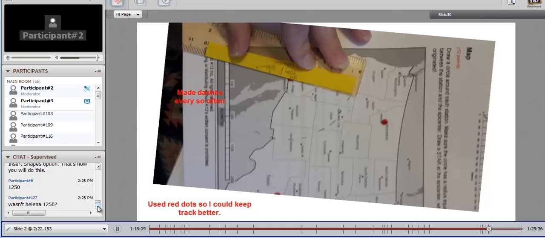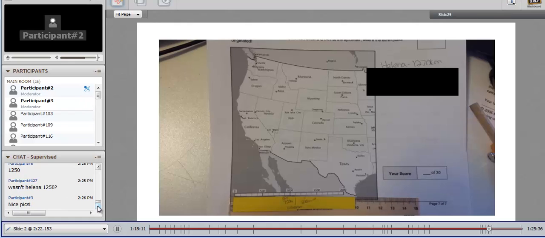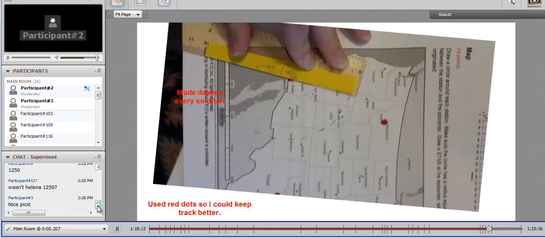So I changed it. In the first one you can see I didn't have the red dots, but I kept making mistakes. So I put a red dot to make sure I focused where to put my point. And so I would just use my ruler to make those dots as if it was a protractor. And so then I moved over here to the Montana one, and I did the same thing. I used the line for Montana.